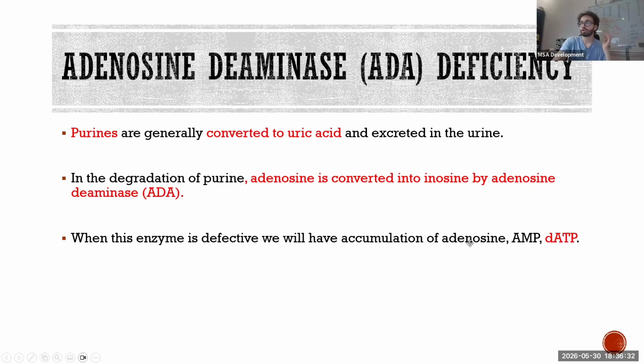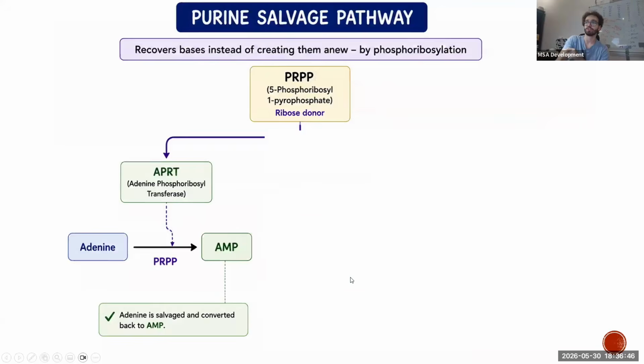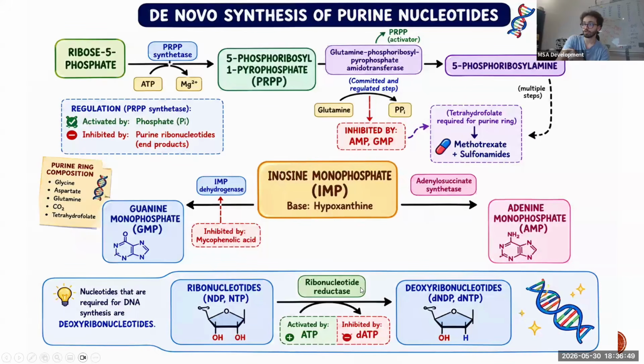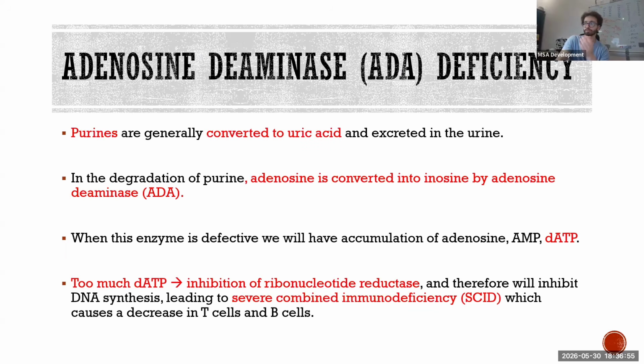But the most important thing that will accumulate is what? dATP, deoxyadenosine triphosphate. Why is this important? Because when we have too much of the d, it means we will inhibit ribonucleotide reductase. Let's go back here. We will inhibit ribonucleotide reductase because we have a lot of dATP. But if we inhibit the ribonucleotide reductase, we will not have DNA synthesis. Then we don't have deoxyribonucleotides anymore. And what will this lead to? A condition called severe combined immunodeficiency, SCID, which will cause a decrease in T and B cells. Very important. Please know it.